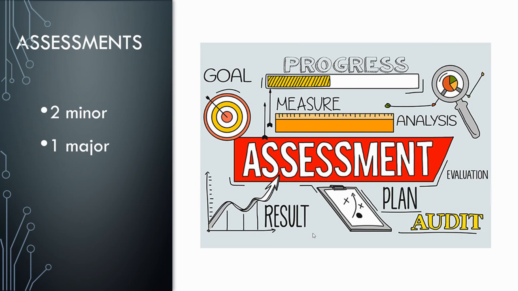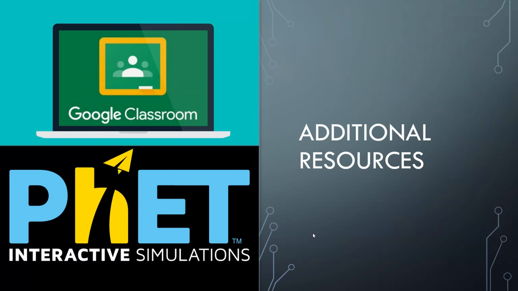This unit will consist of 2 minor grades and 1 major grade. If students need help, they need to go to Google Classroom, and I plan on providing extra resources here for them to use, such as PowerPoints and helpful videos, as well as worksheets or any enrichment work we may do.